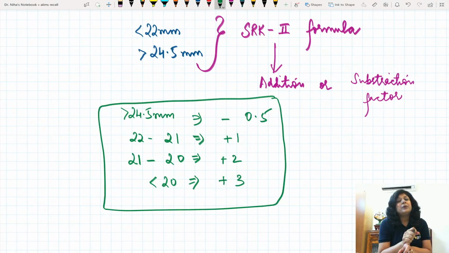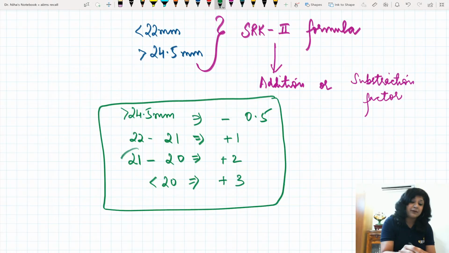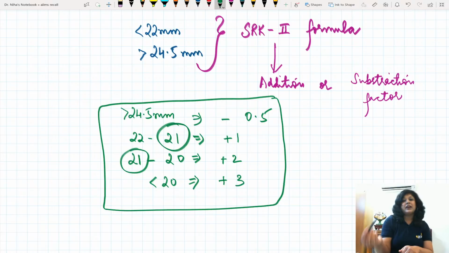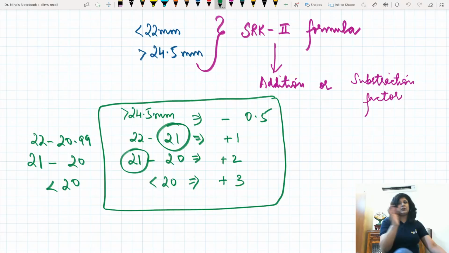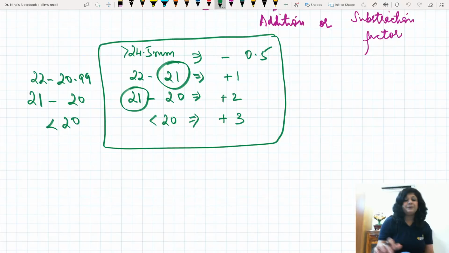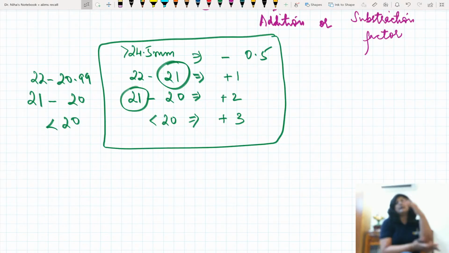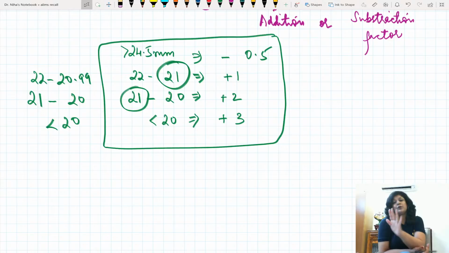So if it is more than 24.5, I will have to give minus 0.5, and if it is lesser, now you may get this in your mind, what if I am getting just 21, because I am having 21 here also and 21 here also. So this is for the practical purpose, you can take it as 22 to 20.99, and then from 21 to 20, and then I am taking less than 20. So there should be no confusion regarding this. Now this is very clear that less than 22 and more than 24.5 I am taking the SRK2 formula.